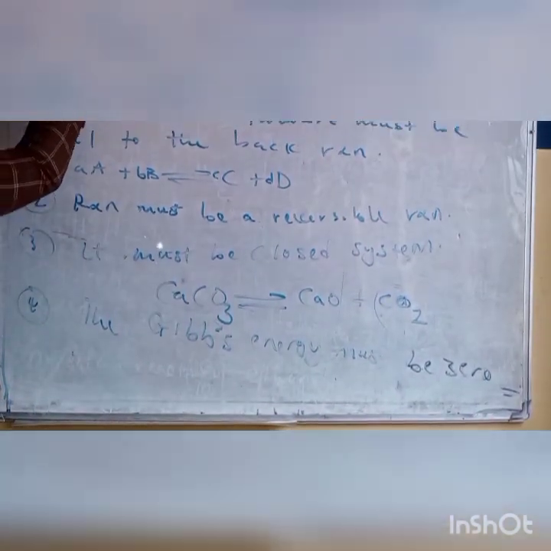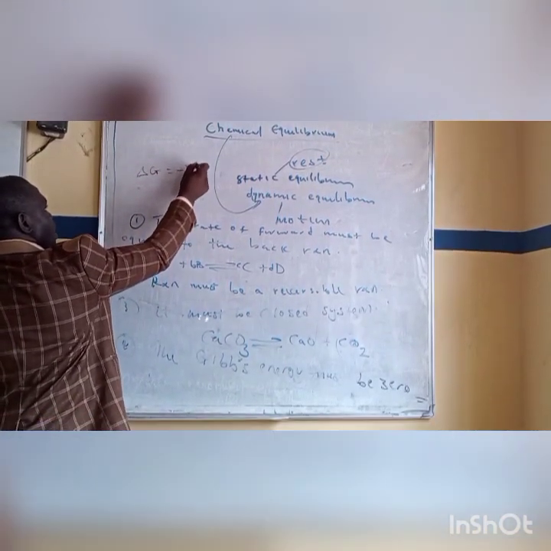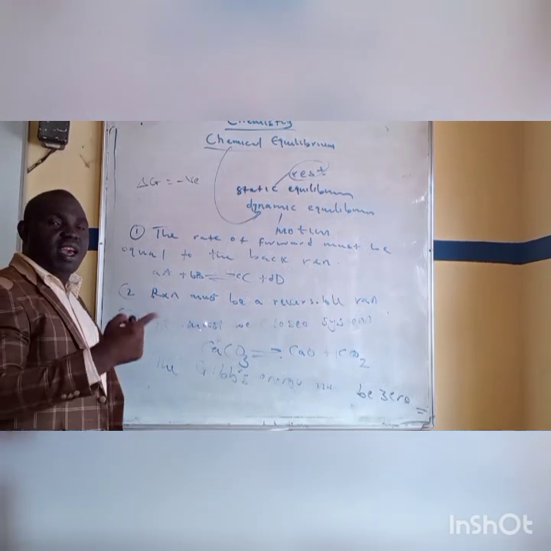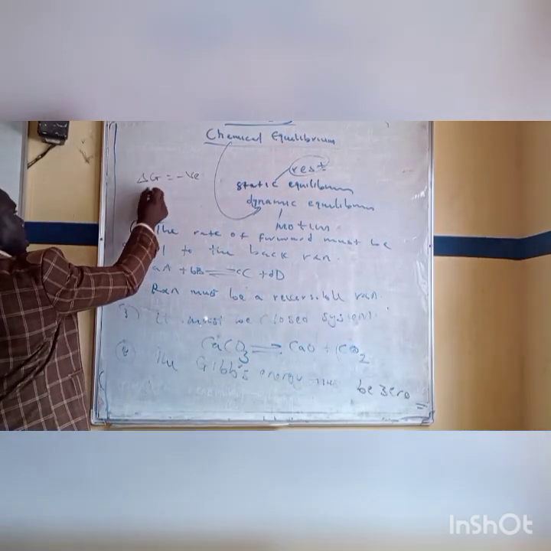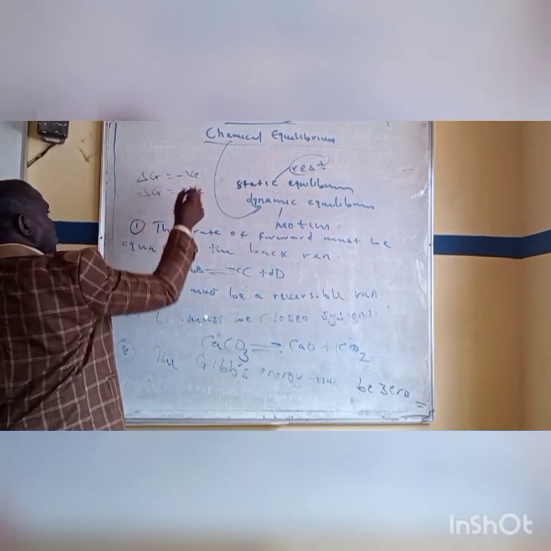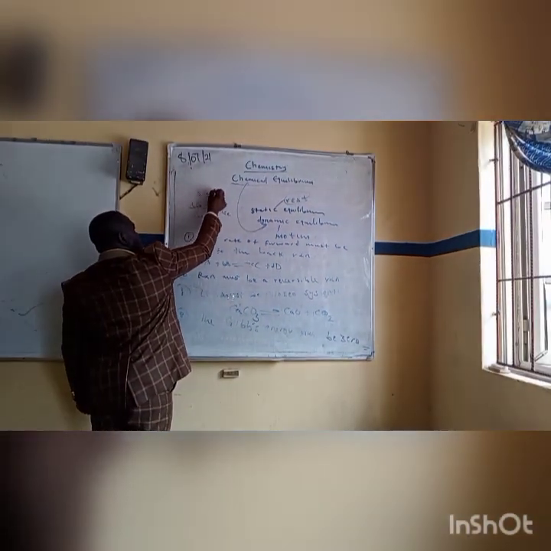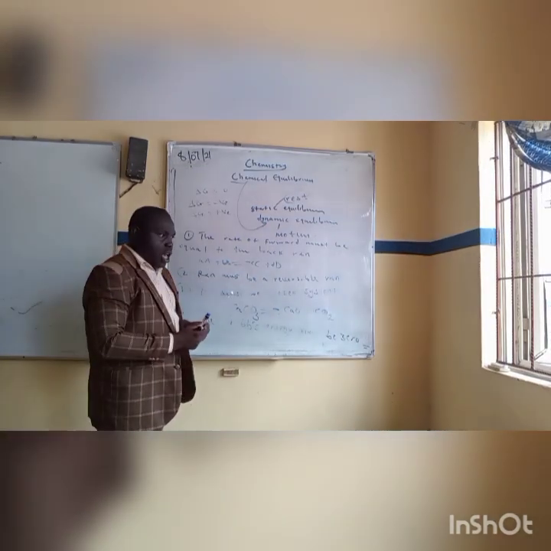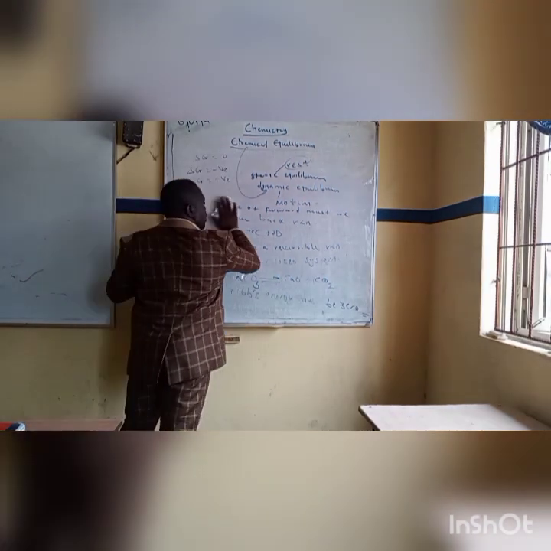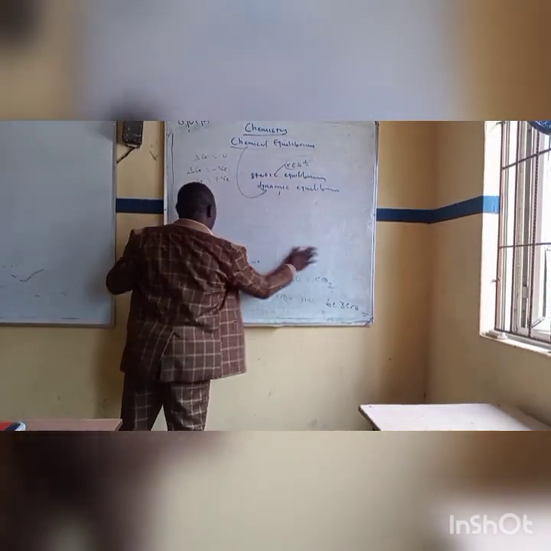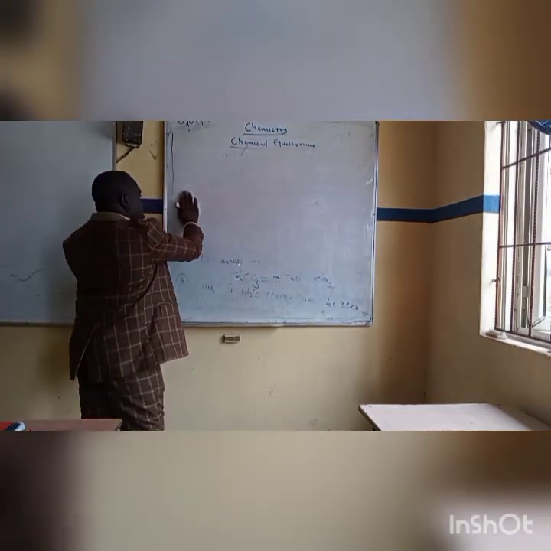Now we know that when the change in Gibbs energy is negative, we call that a spontaneous reaction. That is a reaction that doesn't need to be triggered; it occurs on its own. When Gibbs energy is positive, that's a non-spontaneous reaction. And when Gibbs energy is equal to 0, that's what we call an equilibrium reaction. So you have the non-spontaneous reaction, the spontaneous reaction, and the equilibrium reaction.